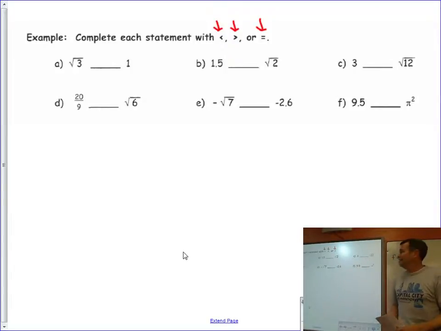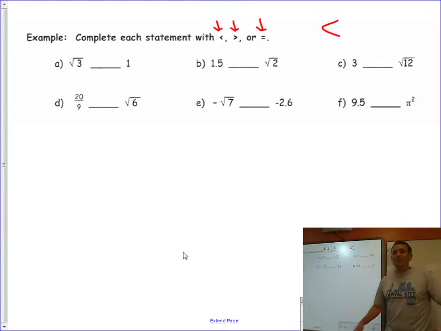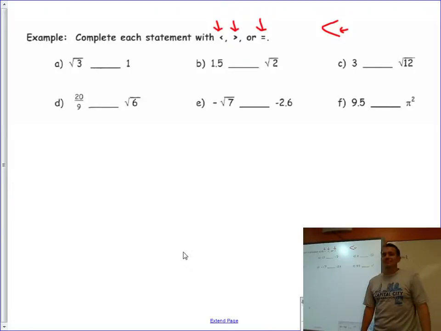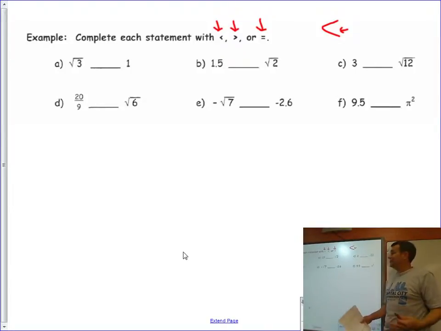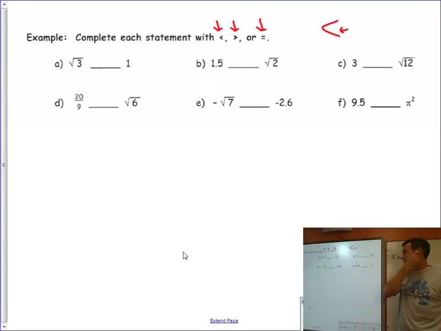Remember that this symbol here, most people consider this to be like a Pac-Man or an alligator's mouth, and the open mouth side is always open to the bigger amount. So if you have trouble remembering which one is less than and which one is greater than, the mouth always eats the bigger number. Put the bigger number in front of its mouth.